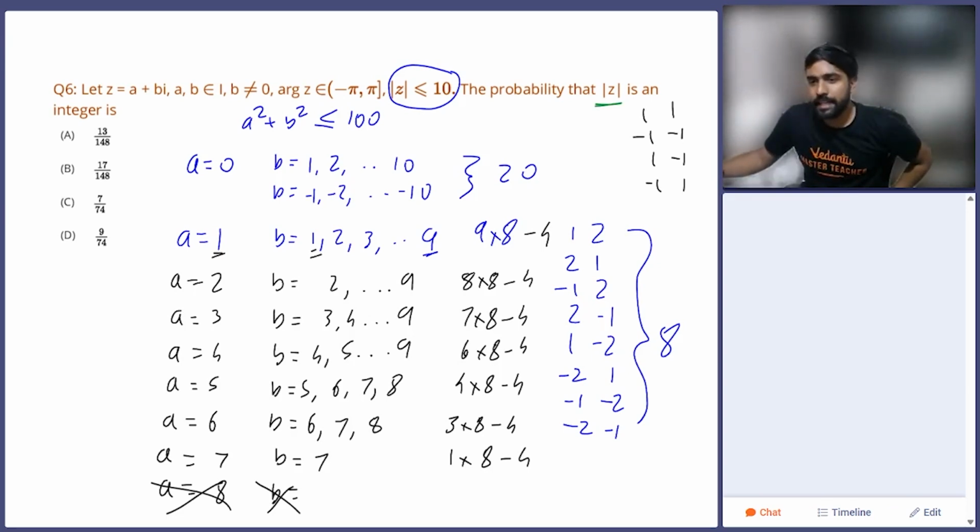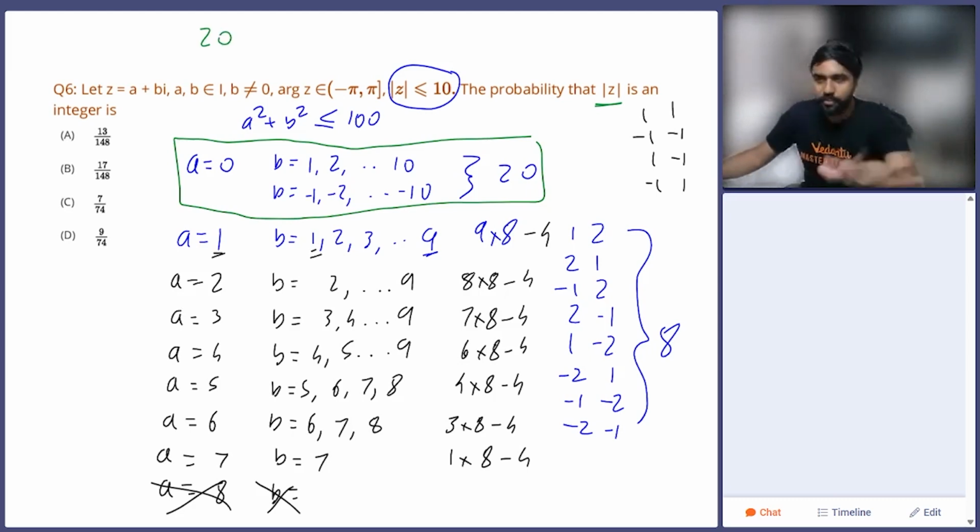So for integer, can I take all of these 20 cases? Yes, these 20 cases are perfectly fine because 0, 1, all of these cases I'll get integers. Apart from this, what combination of A and B can I take? Pythagorean triplets. So between 0 to 10, how many Pythagorean triplets do I have? I have the Pythagorean triplets 3, 4 and 6, 8. These are the only 2 Pythagorean triplets that I have.